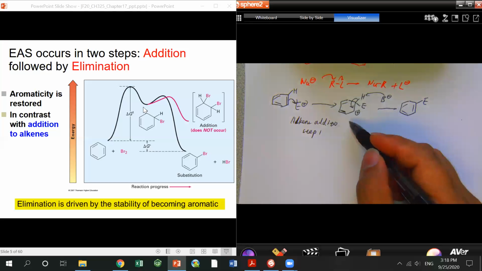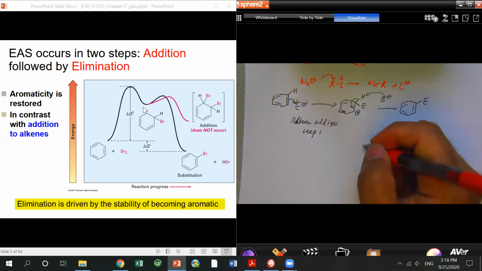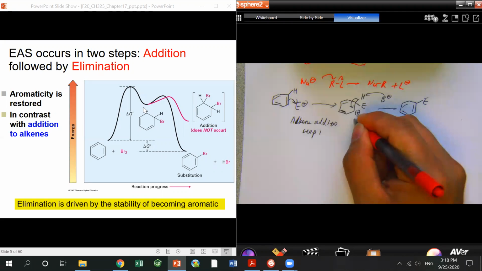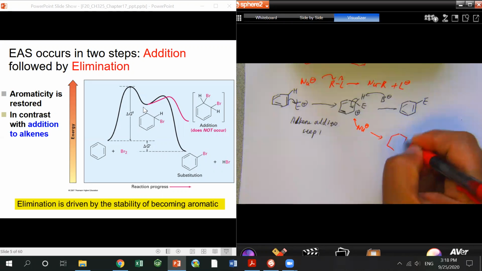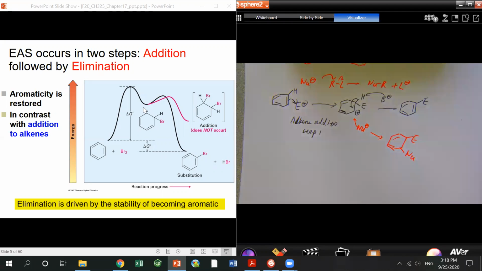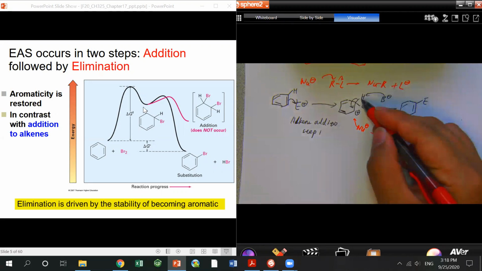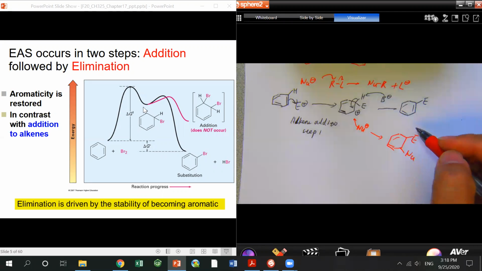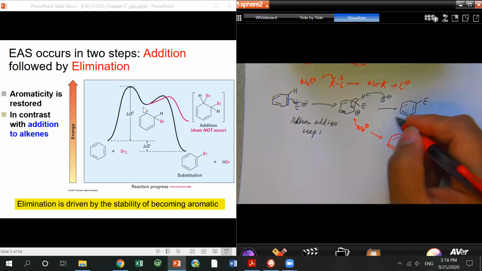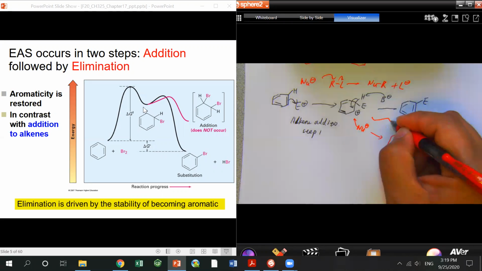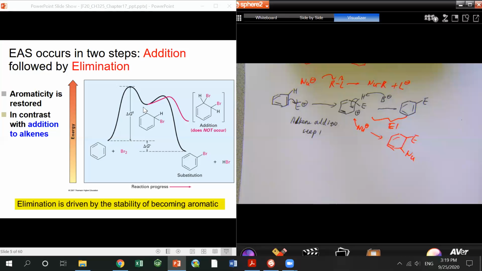In the second step, if it's an alkene addition reaction, the nucleophile comes in and we get the addition product. But for the electrophilic aromatic substitution reaction, in the second step some base comes in, picks up the proton, and gives you back the CC bond. I see the second step as similar to the E1 reaction. If you have some memory of the E1 reaction, some base comes in, picks up the beta hydrogen, and gives back the CC bond.